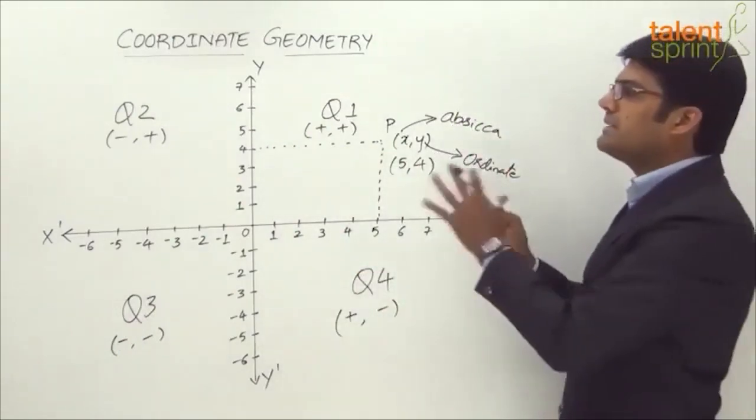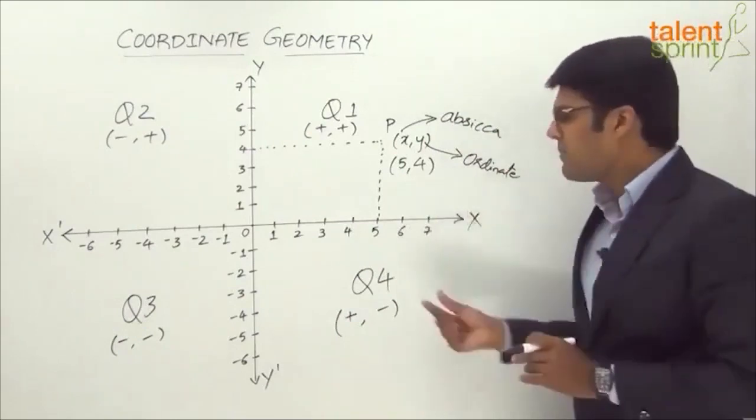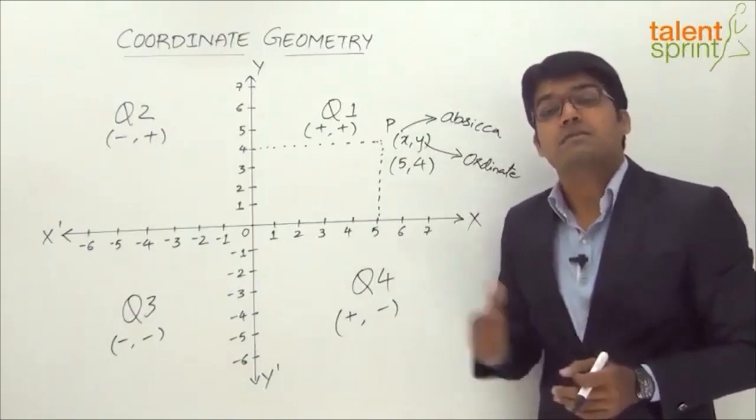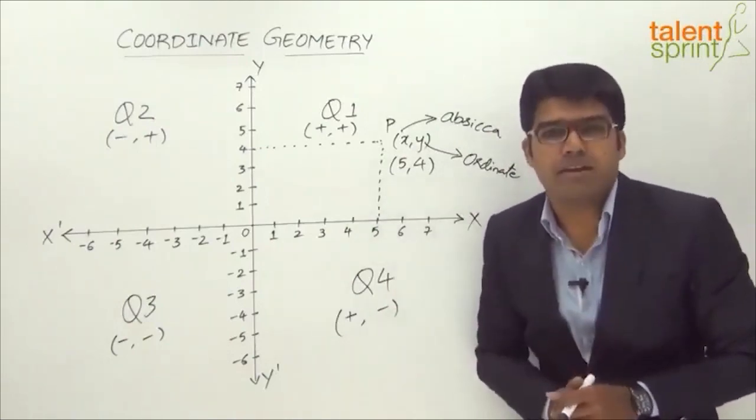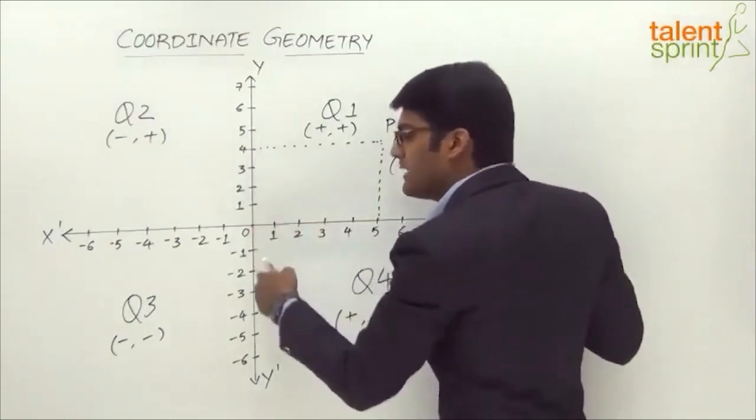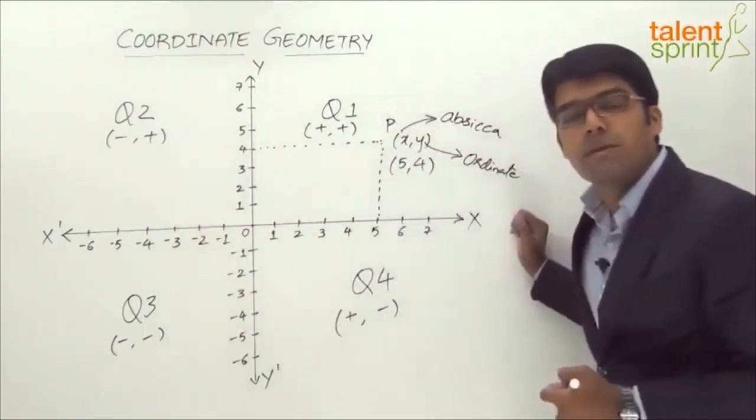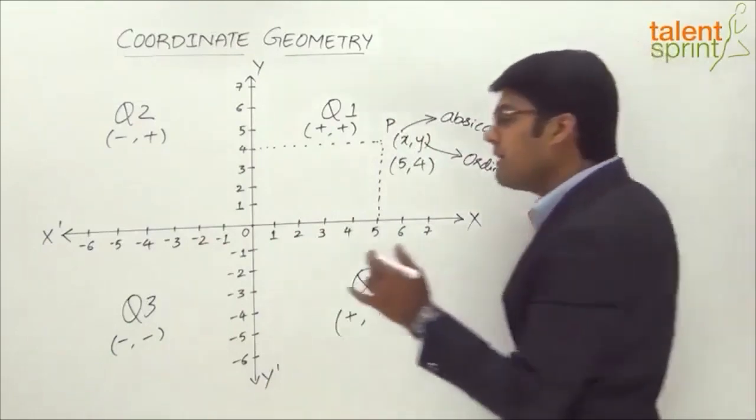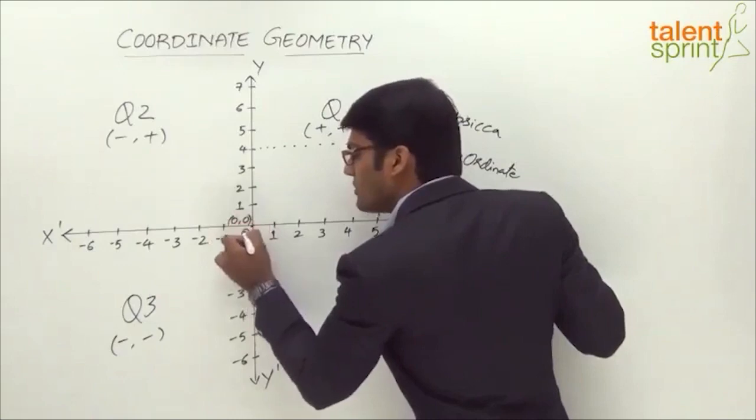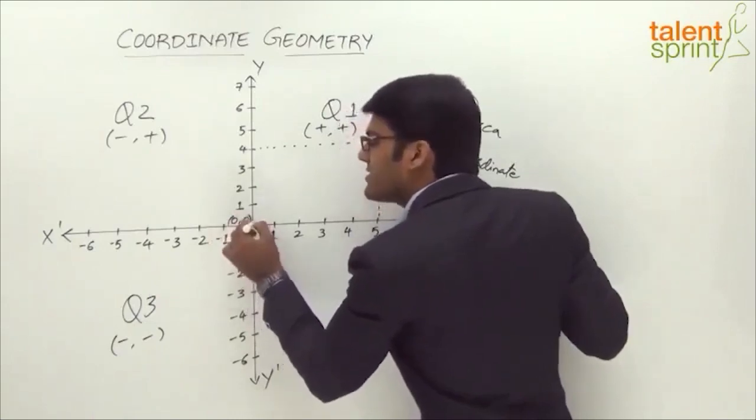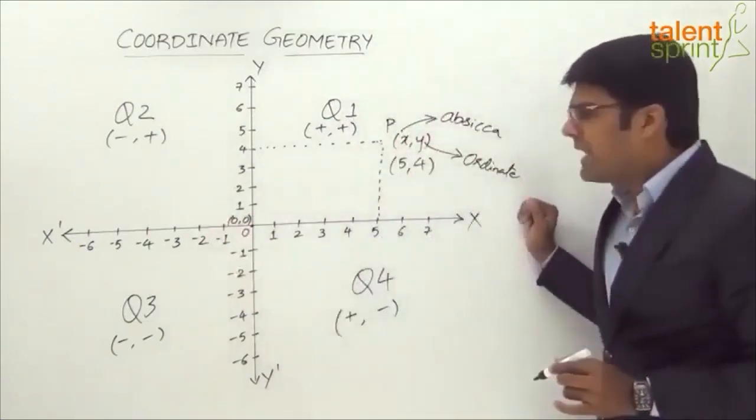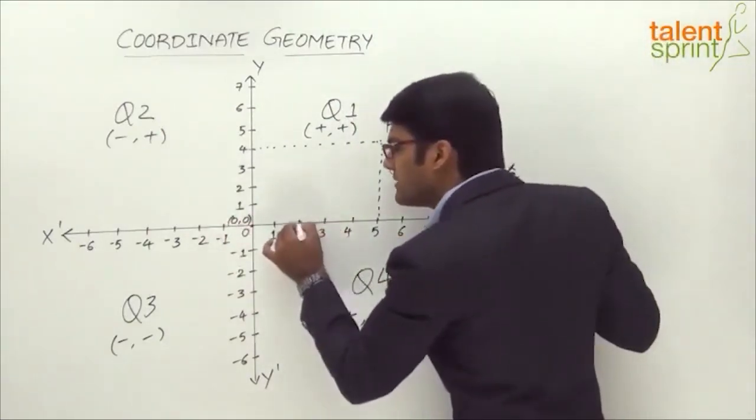So any point in this plane can be described simply with the help of an ordered pair, right, which is giving us the distance of that point from both the mutually perpendicular axes. And the origin of this coordinate system, which is nothing but the intersection of both the mutually perpendicular axes, is described by the ordered pair 0, 0, right? Because the point O, the origin here, is at a distance of 0 units from x-axis and 0 units from y-axis.